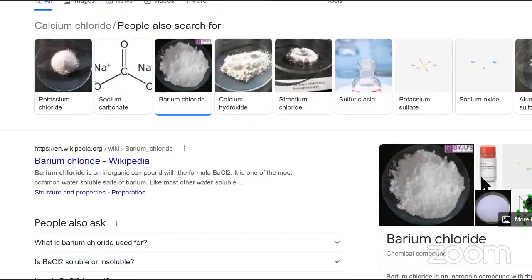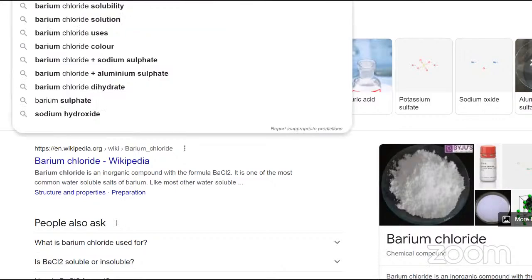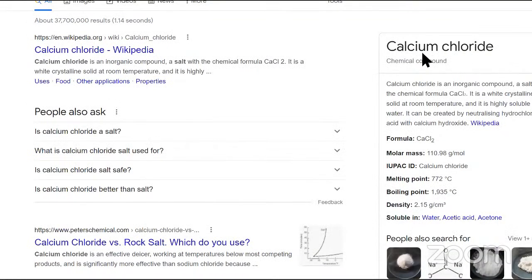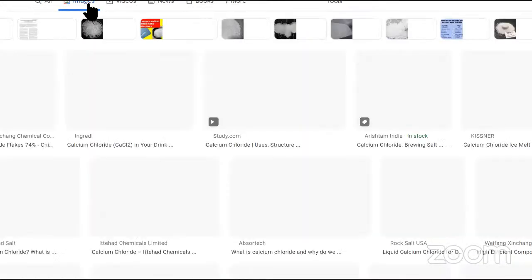For some reason, barium chloride changes something, Sir, calcium chloride. Because that's what people also search for. You'll have to go into images. Okay, fine, let me also say what's happening.